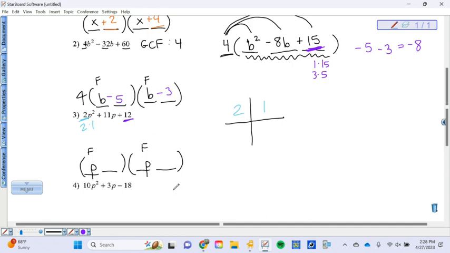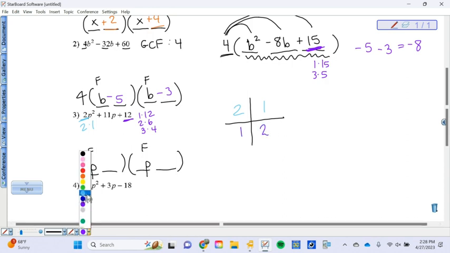And then what are my factors of 12? 1 and 12. What else? 1 and 12. Okay, so let's try 1 and 12.